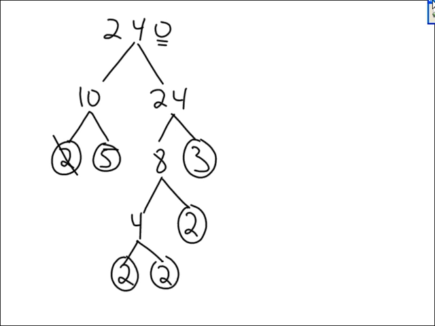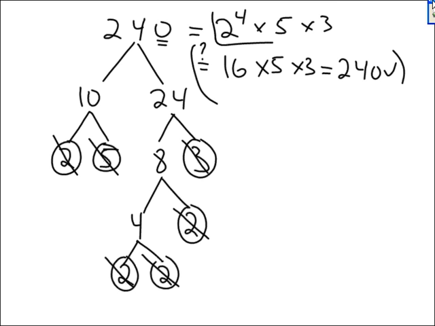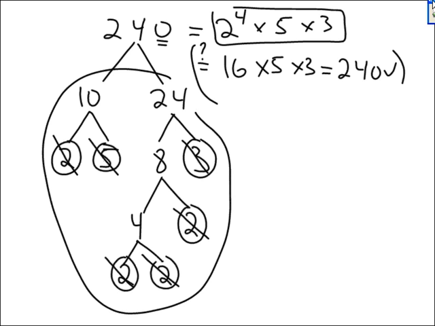So we have 1, 2, 3, 4 2's. So 240 is 2 to the 4th times 5 times 3. And for the record, this is like a check here. 2 to the 4th is 16 times 5 is 80 times 3. Yep, that's 240. But again, the answer is here. Nobody is really looking to see this work. They're looking to see the prime factorization.